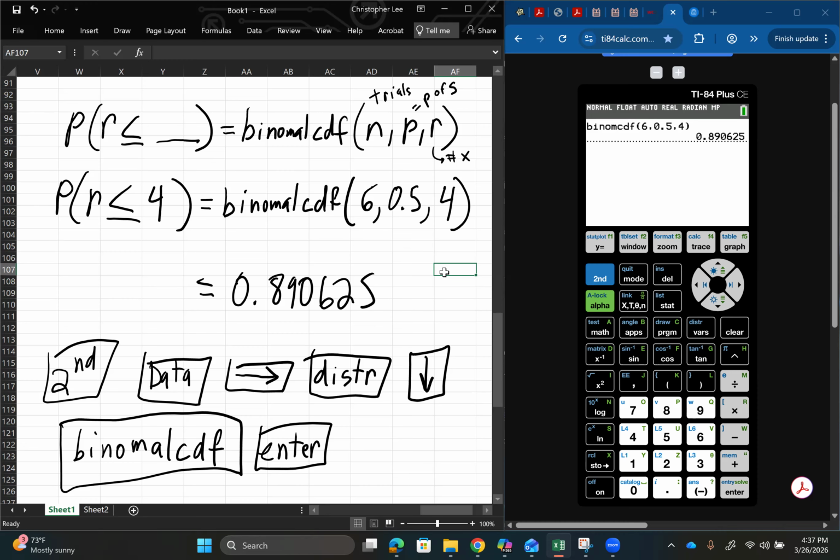Trials right here. So that's the N, right? So what number is N? 6. Exactly. And P is 0.5. Exactly. And what's X? 4. Right. So type that in.